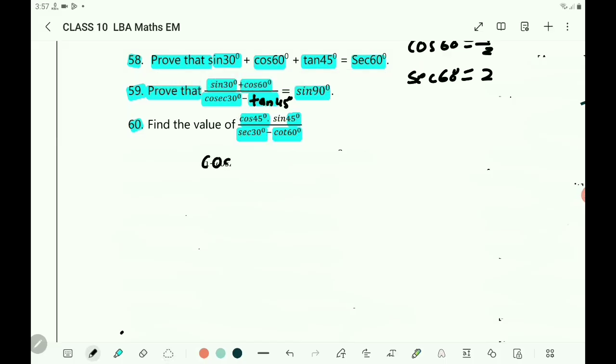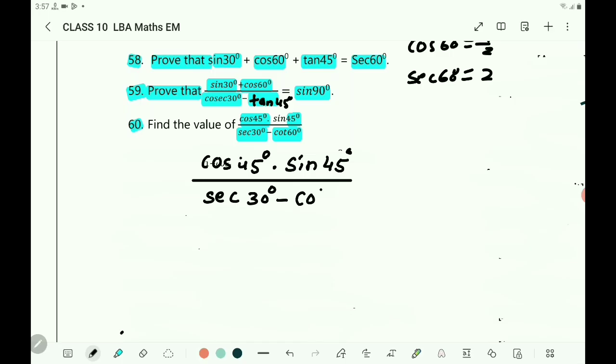Cos 45 degree into sin 45 degree by secant 30 degree minus cot 60 degree. Write the values. What is the value of cos 45 degree? Cos 45 is 1 by root 2 into sin 45 is also 1 by root 2.